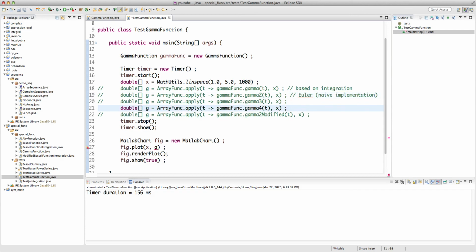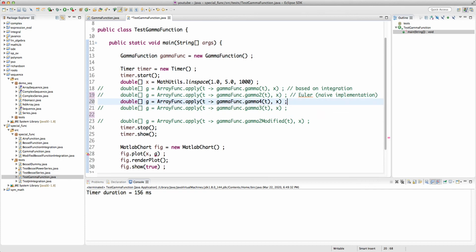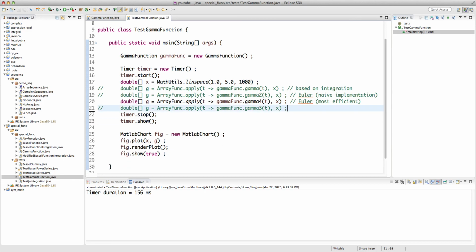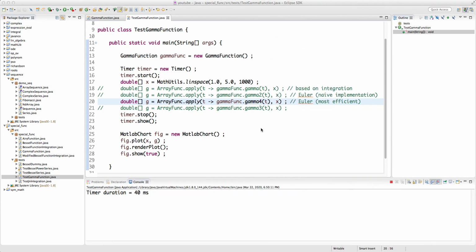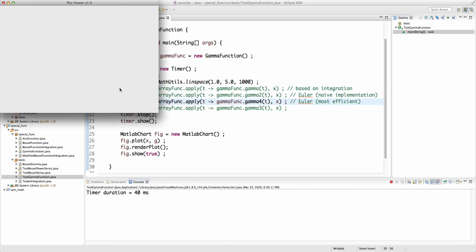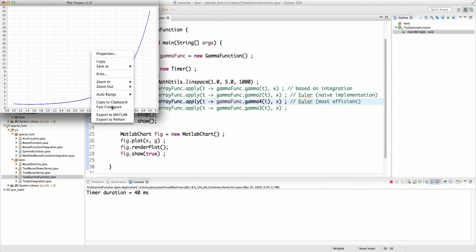Gamma 4 is the most efficient implementation of the Euler definition. So Euler, but this is the most efficient. I'm not going to look at gamma to modify, because there is no need to do that. So from naive to most efficient, keep this 156 in mind. Let's see what happens. We go to 40. Now we're talking. It's a factor of 4 reduction.